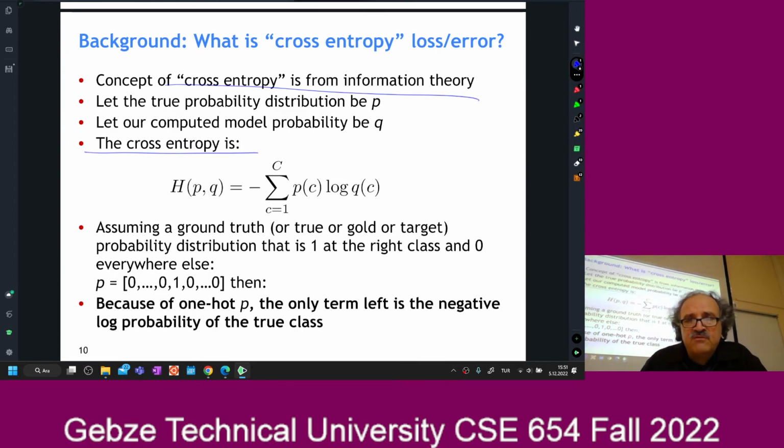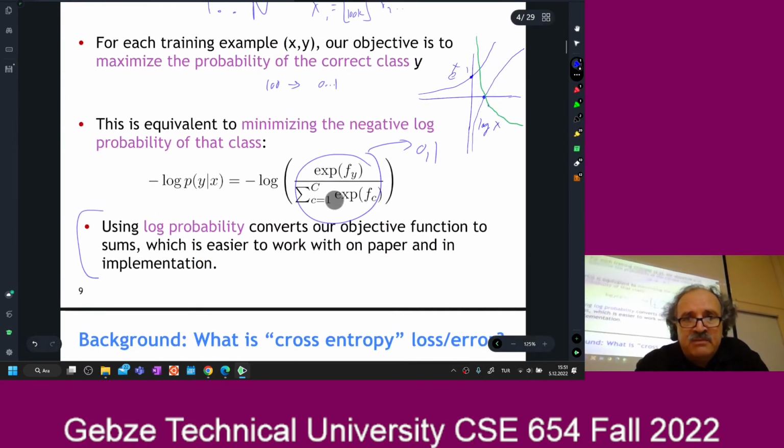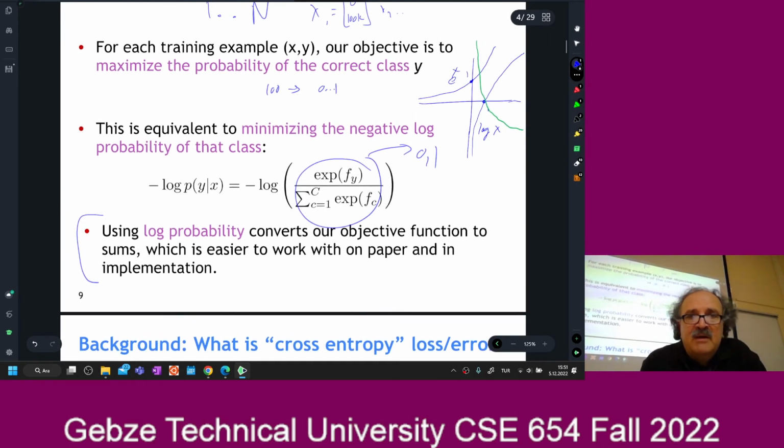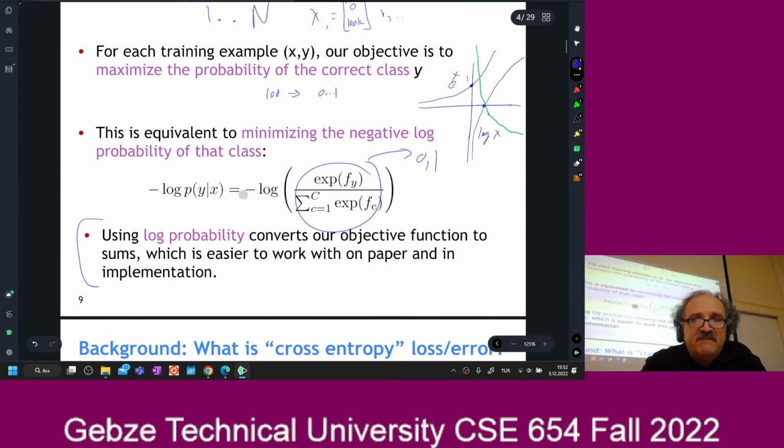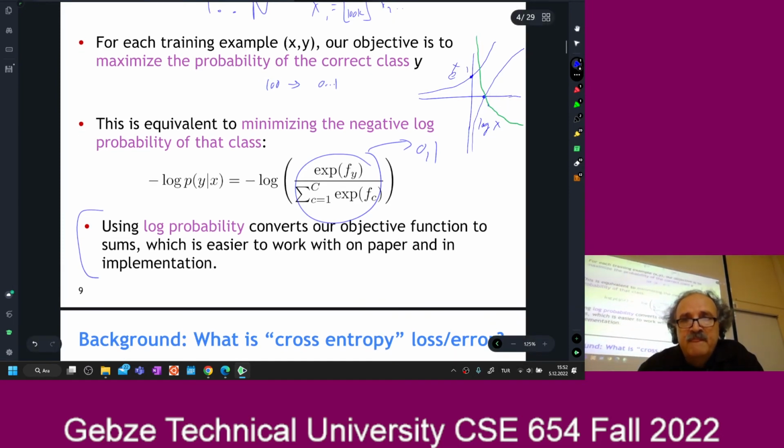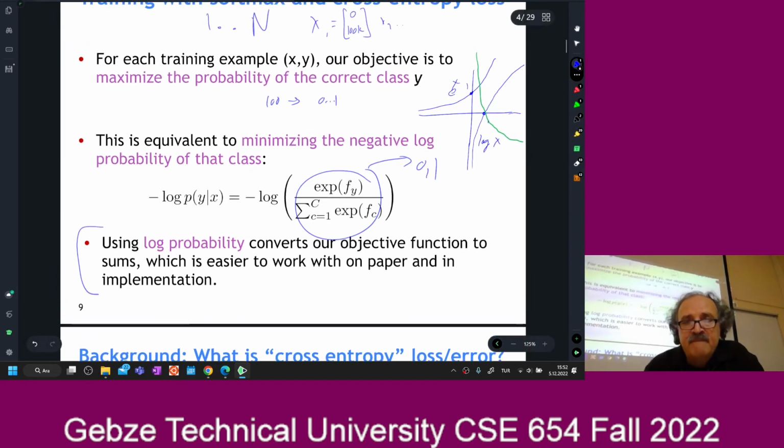So let's look at this formula now. We already looked at this one. This is the minus log of my probability. My probability is going to be between 0 and 1. If probability is 0, the log is going to be minus infinity, so the minus of it is going to be plus infinity. If probability is 1.0, it's going to be 0.